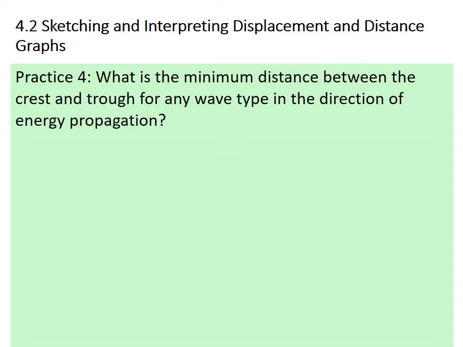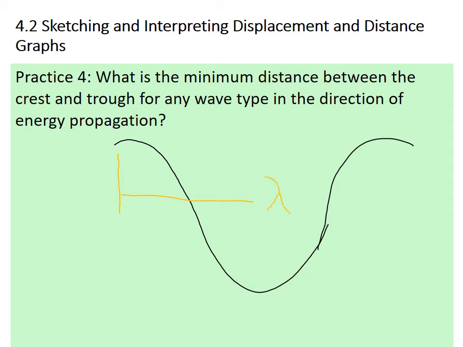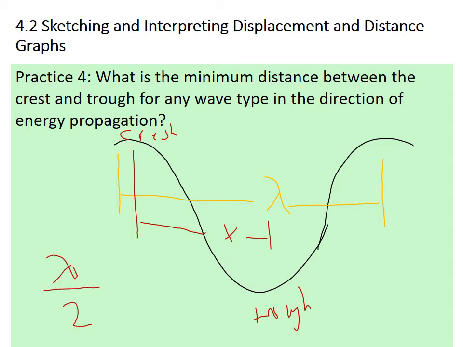What is the minimum distance between the crest and trough for any wave type in the direction of energy propagation? So let's sketch a wave. This is one complete wave. There we go. From end to end, this represents a full lambda. This is a cosine graph. So then what is the distance between a crest, here is a crest, here is a trough? That would be lambda over 2.